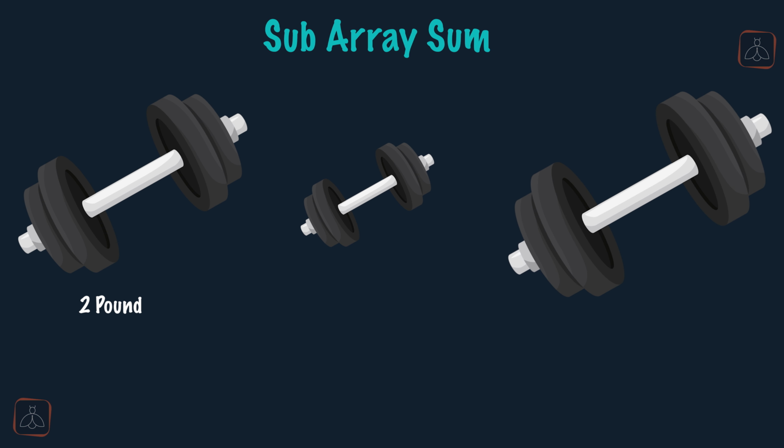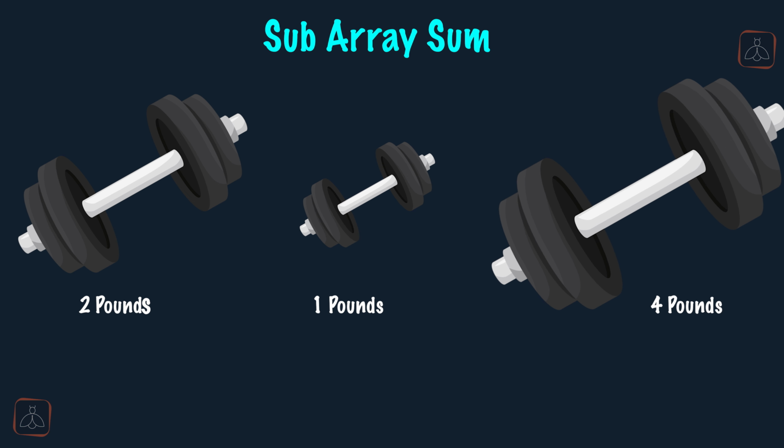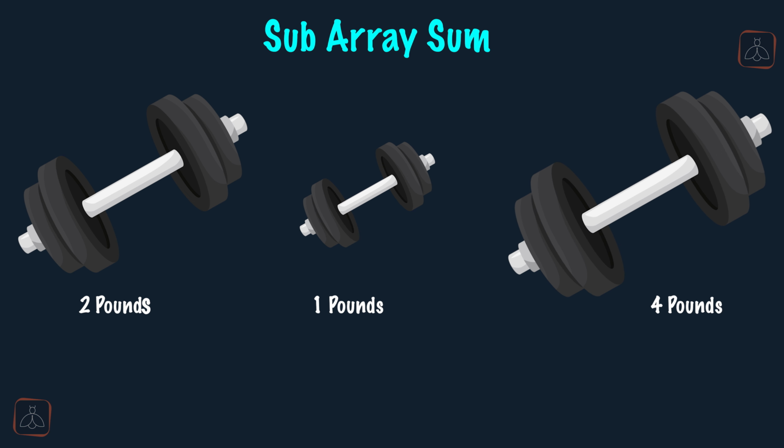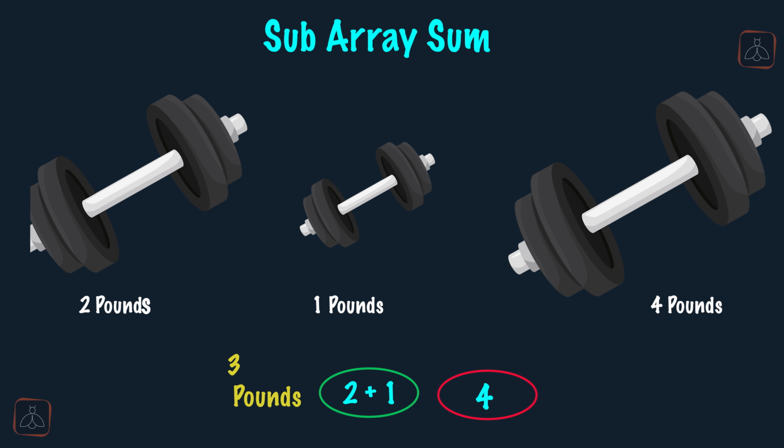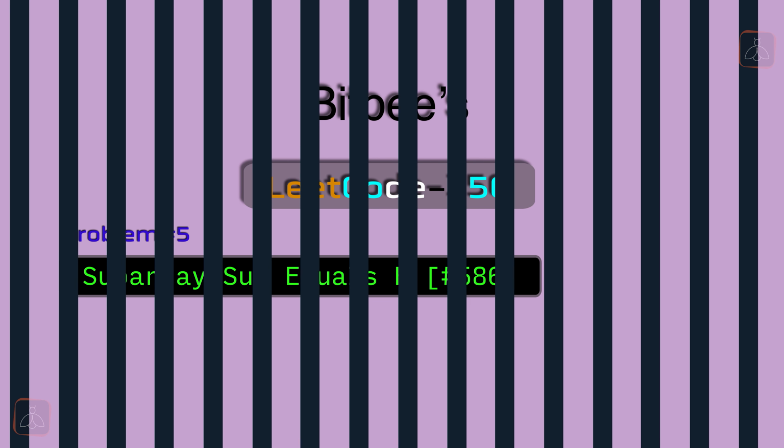Just imagine you are given 2, 1 and 4 pounds of weight in a weight rack, but your gym trainer asked you to use exactly 3 pounds of weight. So with the given weights, you can only use 2 plus 1, 3 pounds, but you cannot use 4 pounds, right? This subarray problem is the same kind as the one from Leetcode. So let's try to resolve it with various approaches.